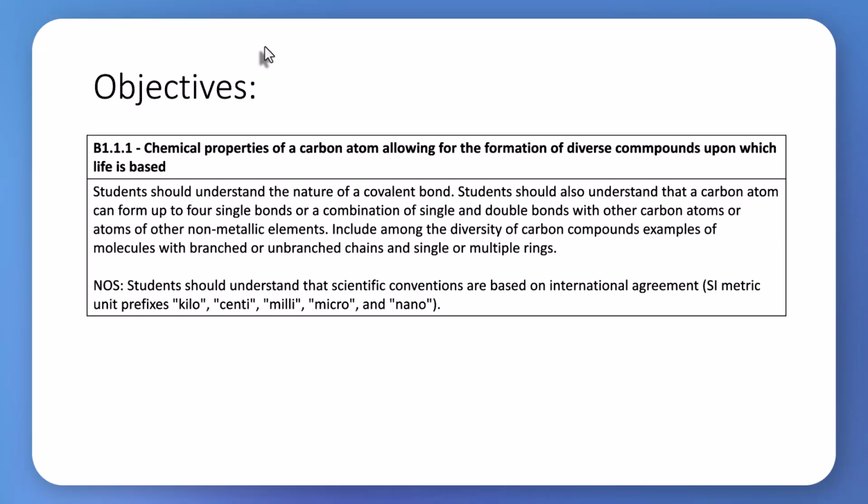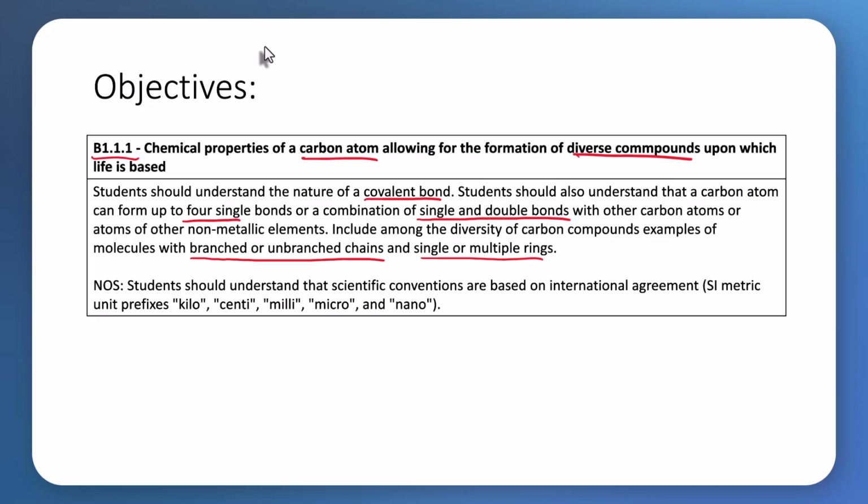So this video is going to cover objective B111, which is chemical properties of a carbon atom, allowing for the formation of diverse compounds upon which life is based. Again, the diversity of those carbon compounds are, like I said, carbohydrates, lipids, nucleic acids, and proteins. Students should understand the nature of a covalent bond. Students should also understand that a carbon atom can form up to 4 single bonds or a combination of single and double bonds with other carbon atoms or atoms of other non-metallic elements. Include among the diversity of carbon compounds examples of molecules with branched or unbranched chains and single or multiple rings.